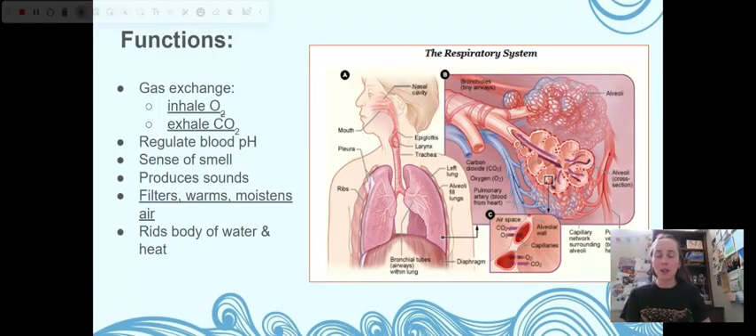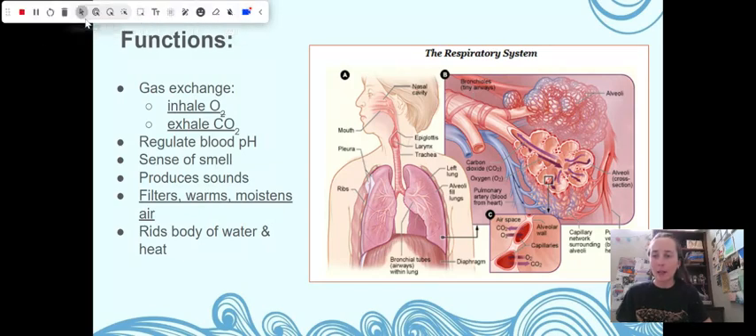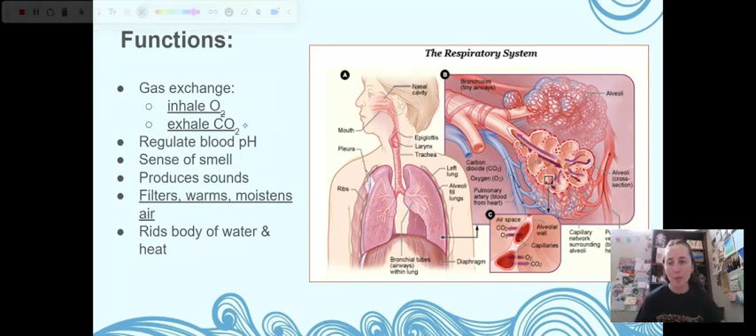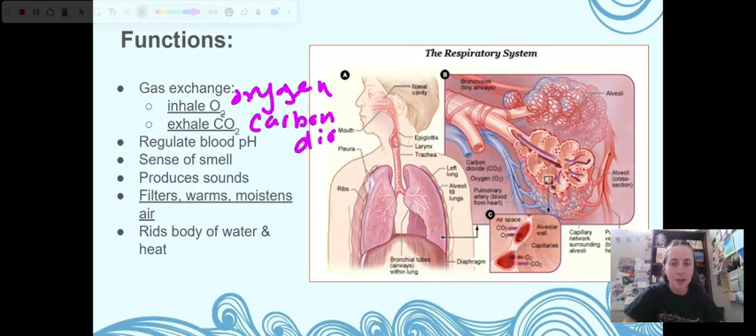First up, we've got functions of the respiratory system. The main ones are to inhale O2, exhale CO2. And if you are somebody who is thinking back to your days in chemistry, hopefully you remember that O2 is a nice little nickname for oxygen, and that CO2 is a nice little nickname for carbon dioxide. And those two gases are really important in keeping our body balanced.